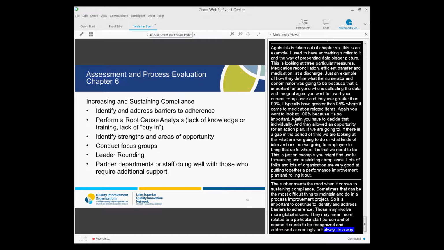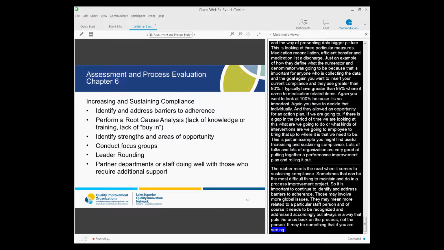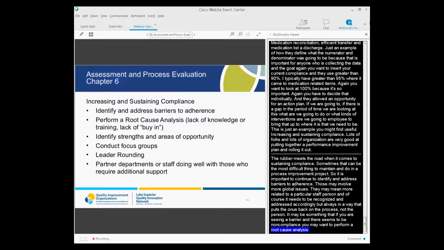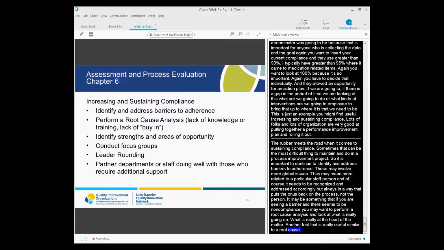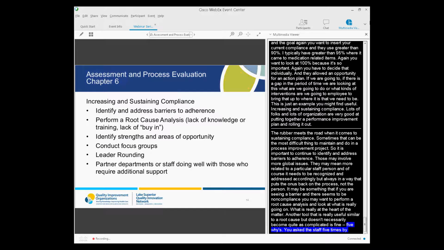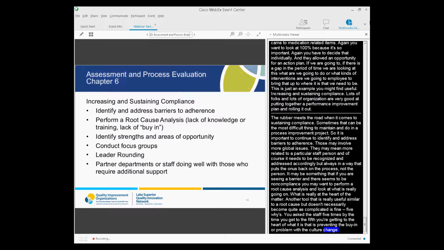If you're seeing a barrier and there just seems to be sustained non-compliance, you might want to perform a root cause analysis and look at what is really going on, what's really at the heart of the matter. Another tool that's really useful and is very similar to a root cause analysis but isn't quite as complicated is the 5 whys. So you ask yourself or ask your staff why 5 times, and usually once you get to the 5th why, you're really getting to the heart of what it is that's preventing that buy-in or that problem with the culture change or the barrier, whether it's a lack of knowledge or training or whatever it might be.